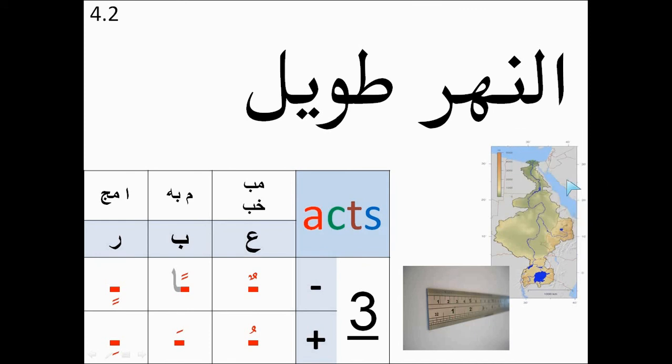So we have the word an-nahr, and we said it's the first word in an A is B sentence, so that means it's the mubtada. So I'm going to do the first A bit here.